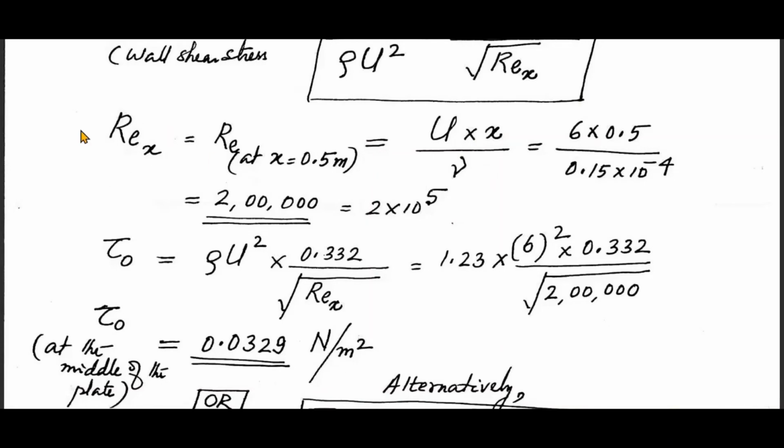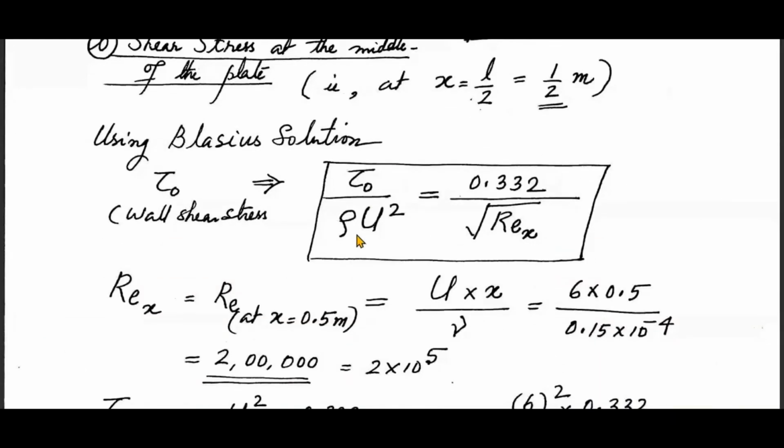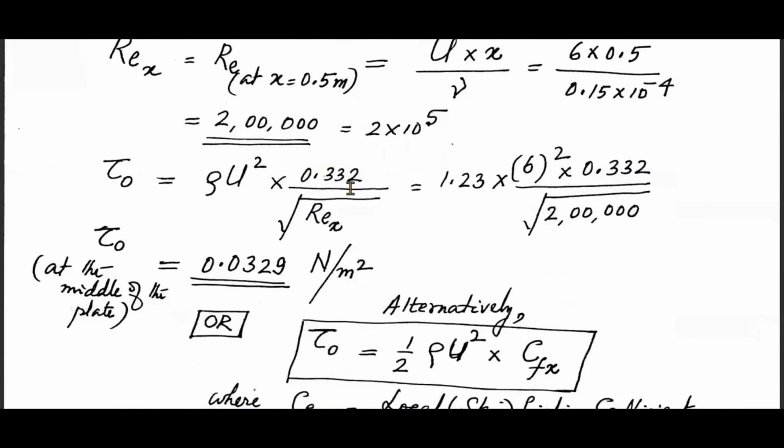So at x equal to 0.5, at the middle of the plate, you just substitute 0.5 instead of x. Earlier, when you considered the full 1 meter, you got Reynolds number 4 lakhs. Here you get 2 lakhs because you have used half the length. So at the middle of the plate, the Reynolds number is 2 lakhs. And then for tau 0, you can take rho u square to the right hand side: rho u square into 0.332 divided by root of Rex.